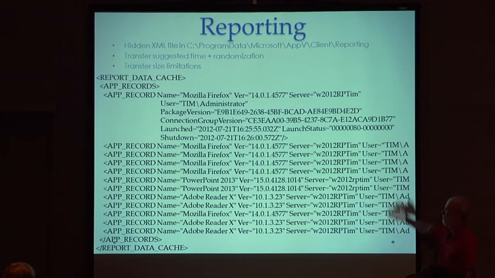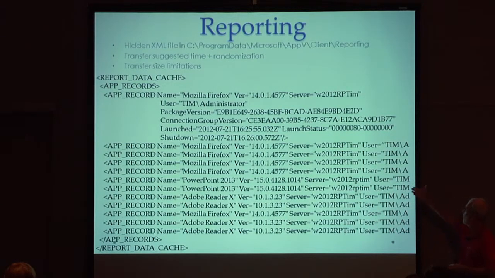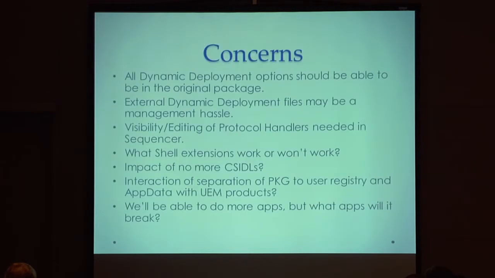Okay. This is the kind of information you would get out from that report, from application usage. So we can see information like what the application was, the version was. The server in here means the source where it got the .appv file from the publishing. Who the user was, the package version information, if it was in a connection group, that shows up. What time they launched it, and what time they shut it down. And we got this launch status that I don't know what the heck it means. It always just says that as far as I can tell. Okay. But that's what's kind of in that report that goes back into the reporting database.